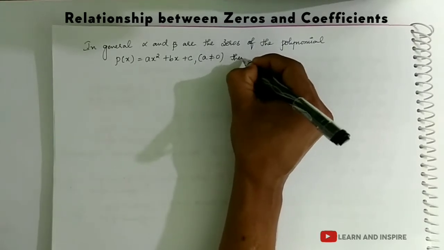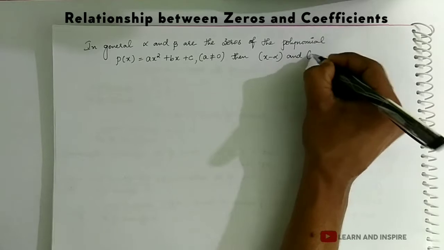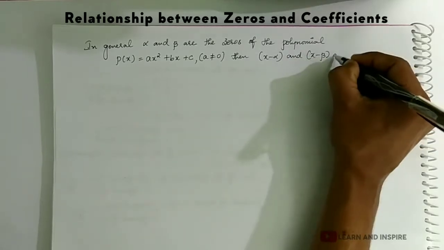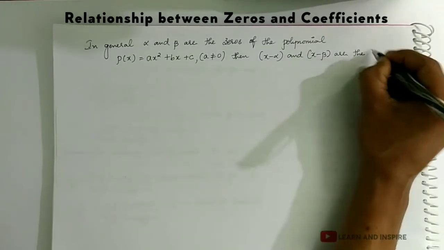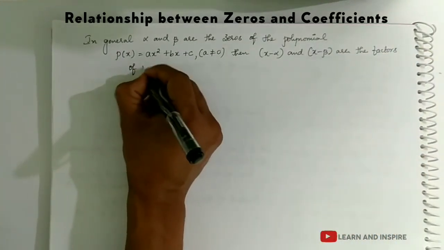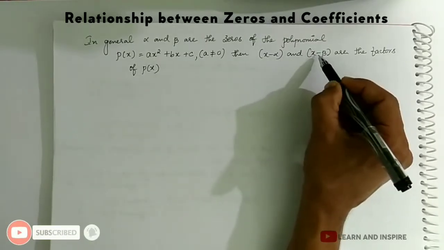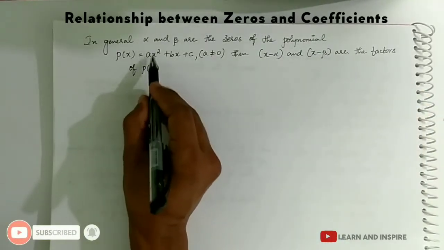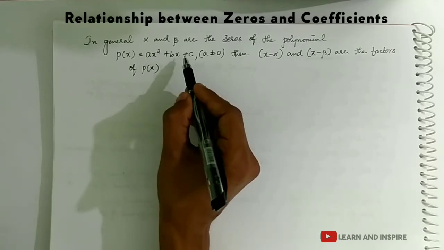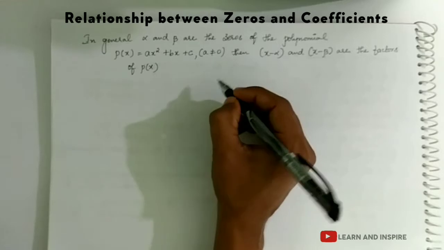Then x minus alpha and x minus beta are the factors. So these are the two factors of a given polynomial, factors of p of x. Okay, so x minus alpha and x minus beta are the factors of the given polynomial ax square plus bx plus c. So from these two we can find the quadratic polynomial.